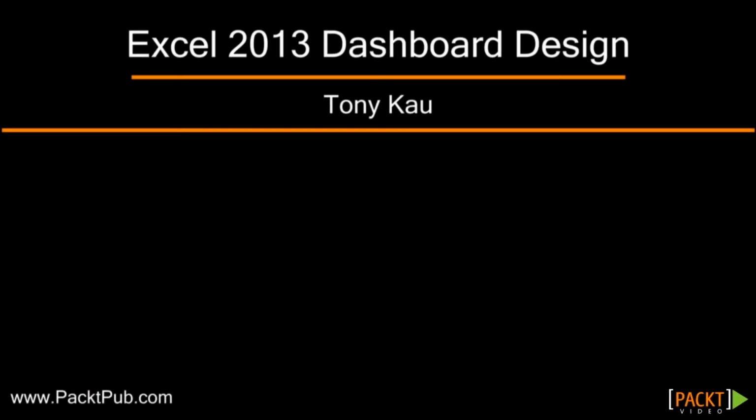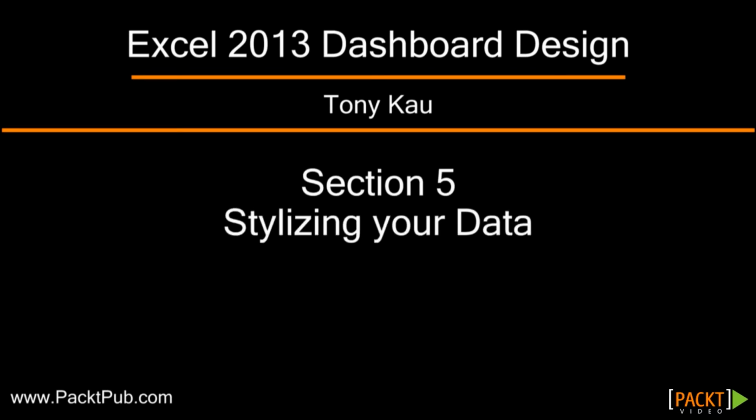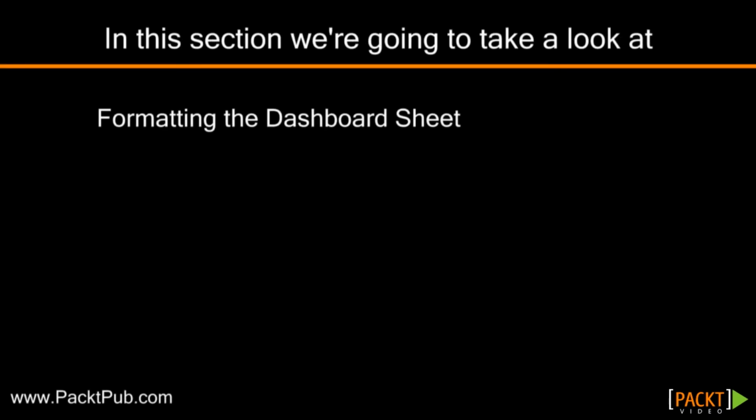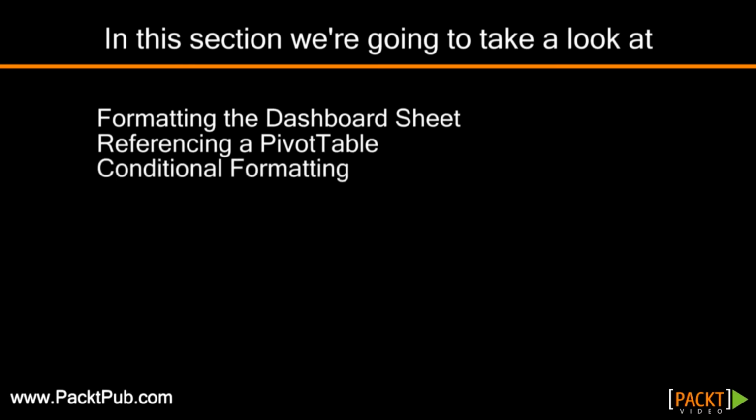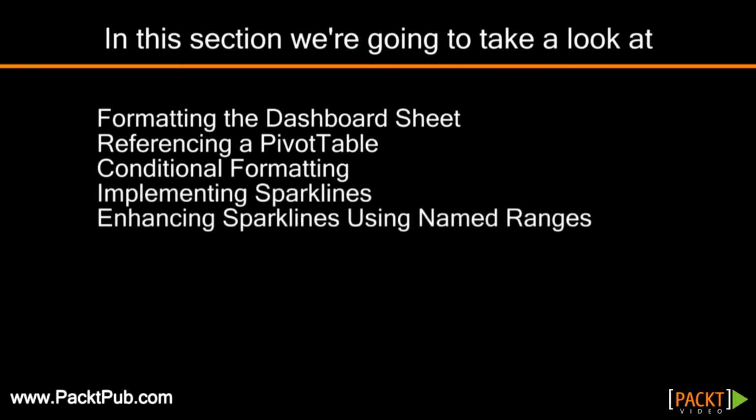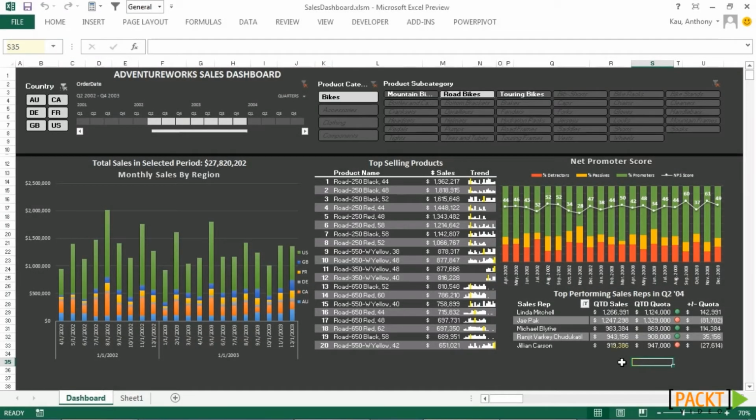Welcome back to Excel 2013 Dashboard Design. In Section 5, we'll be looking at styling and enhancing your data tables. We'll start out the section by formatting the data sheet, then we'll reference a pivot table, then we'll learn conditional formatting, followed by spark lines, and finally we'll use name ranges to determine our spark lines. So let's go ahead and get started. Just a quick reminder of our end goal here with the dark gray background and the two data tables which we'll be adding to the dashboard in this section.